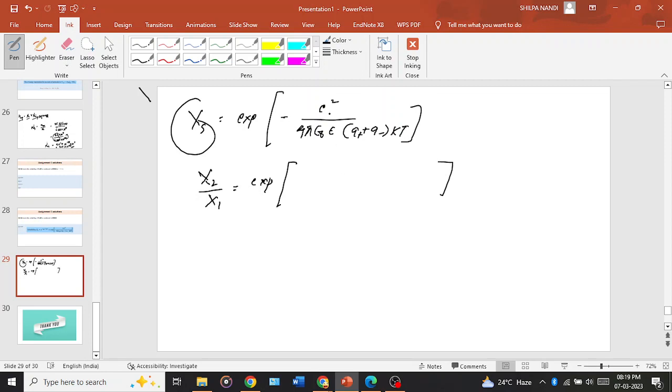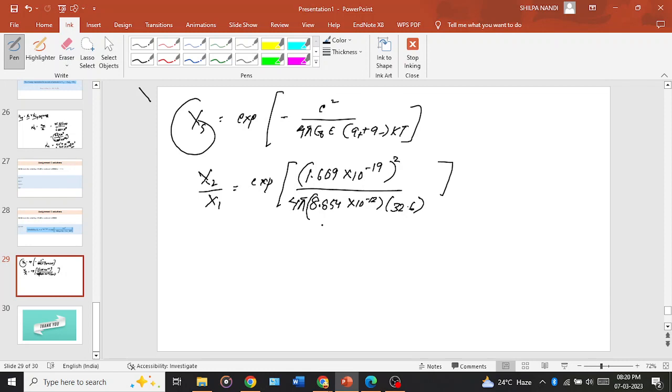So E is the charge of an electron, which we already discussed. It is around 1.602 into 10 power minus 19, the whole to the power 2, divided by 4 pi. Now what is this epsilon naught? Epsilon naught is also one of the constants which has the value of around 8.854 multiplied by 10 power minus 12, and epsilon as given in the question, it was around 32.6.